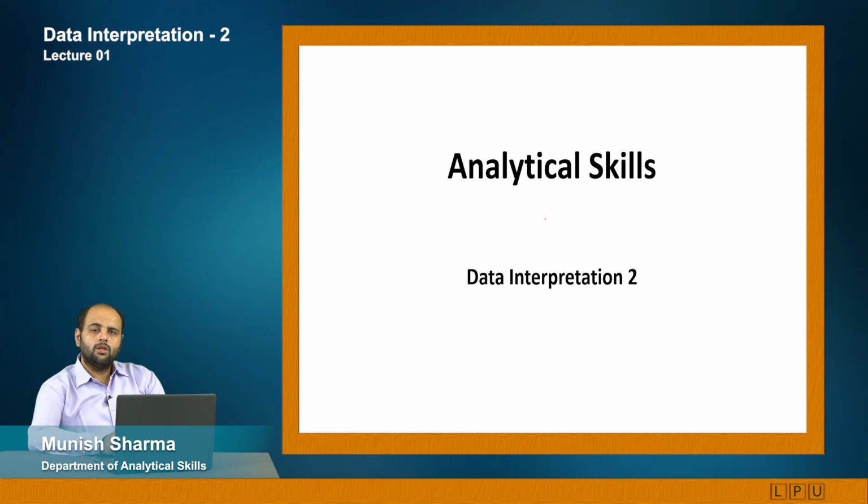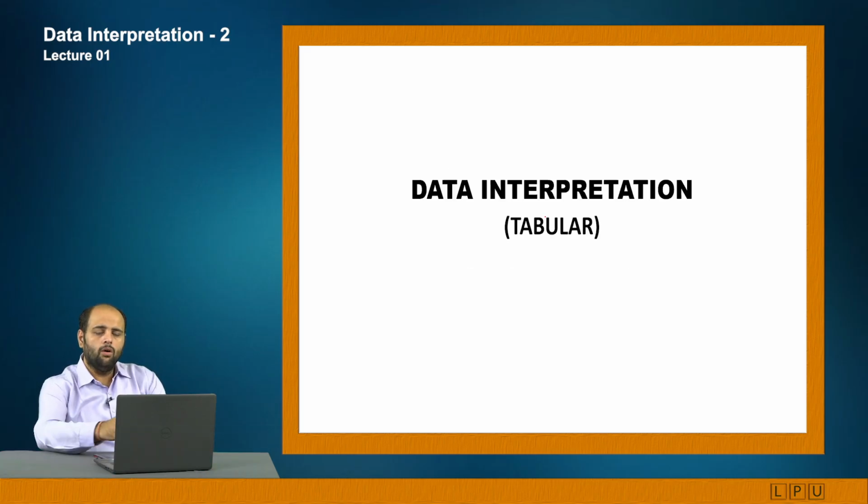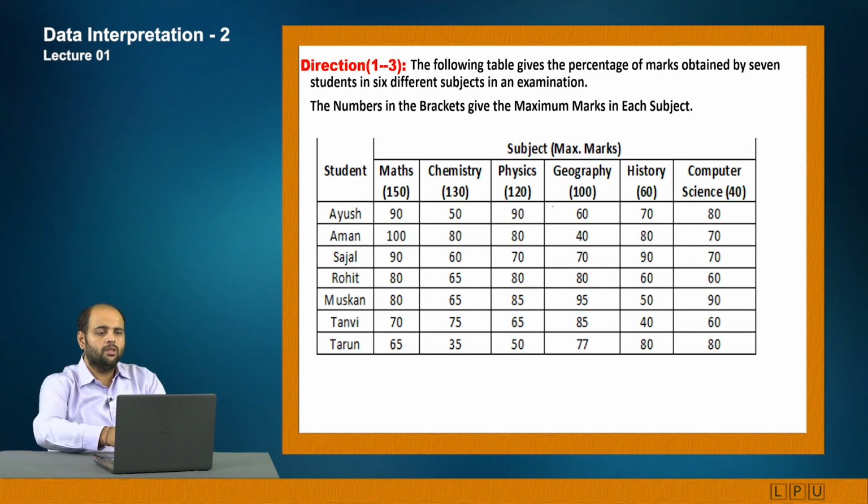Now we are going to start with data interpretation, the second part. Yesterday we discussed the various types. Now we'll continue with the next type, known as data interpretation in tabular form. So let's take an example for this.